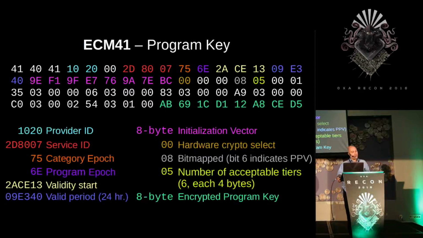The ECM41 contains 1 or more subscription tiers that must be found within the customer's ACP to allow this message to be processed. The subscription tiers are written to the ACP when the EMM containing authorization details is received. And again, there's a hardware crypto select byte that's going to be a topic that I come back to.